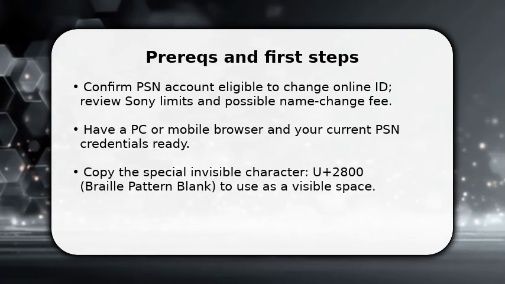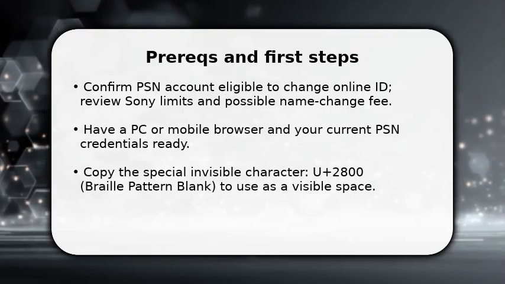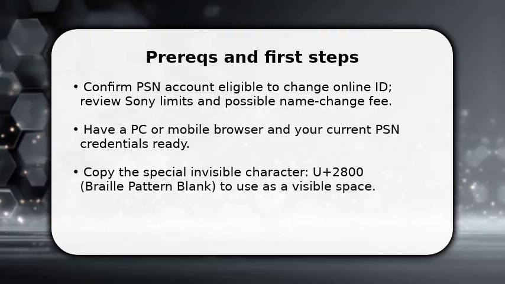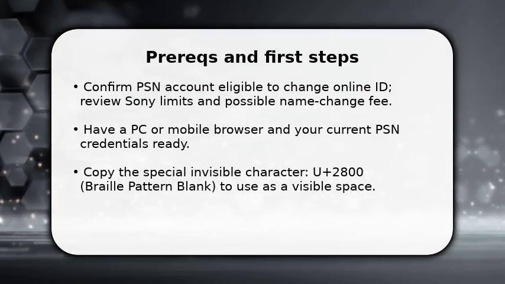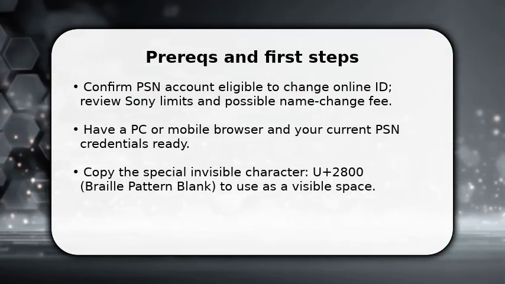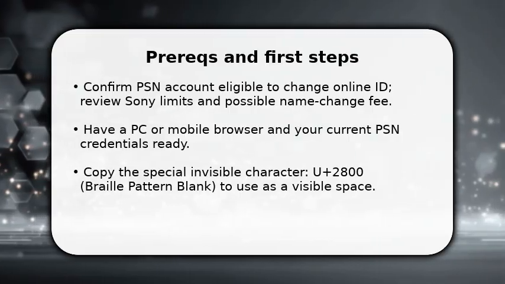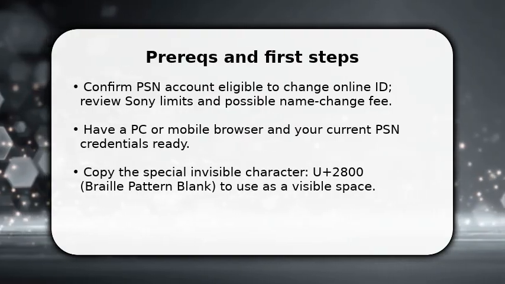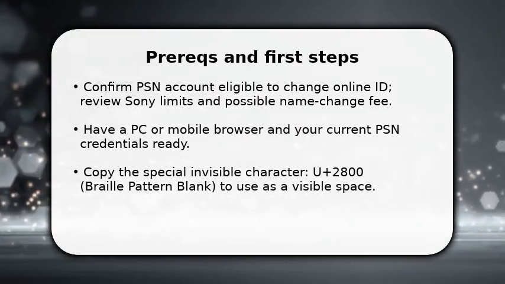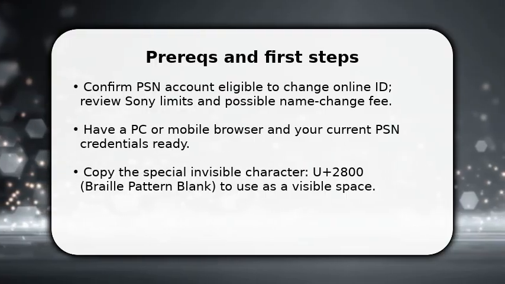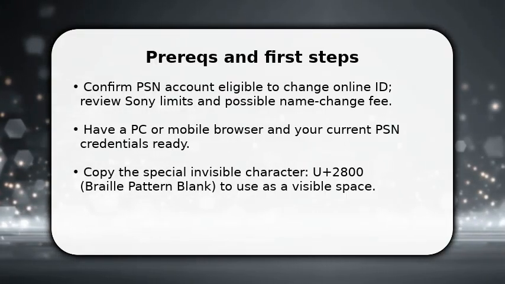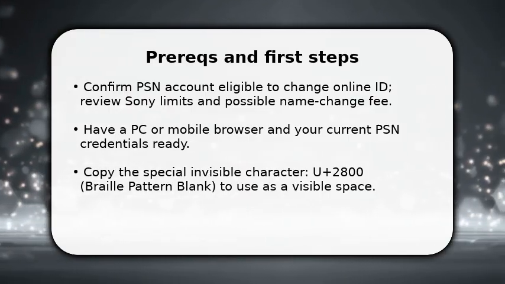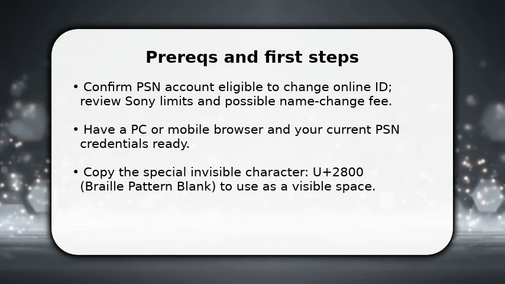You start by confirming eligibility and getting set up. Log into your PlayStation account on a browser. This is faster for precision. Once logged in, locate the online ID change page under Account Management and make sure you understand potential impacts on games. Next, copy the invisible Braille blank character, U+2800, from a reliable source into your clipboard so you can paste it into the new name field.